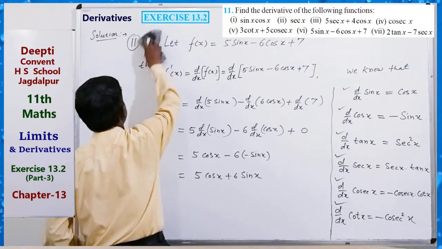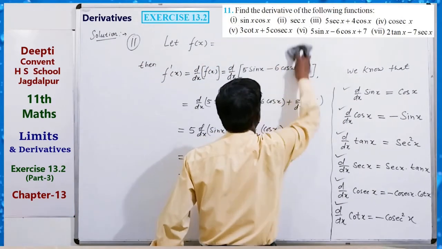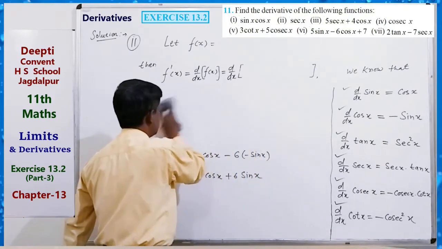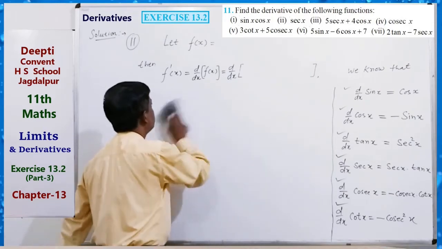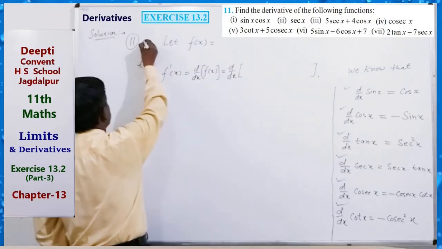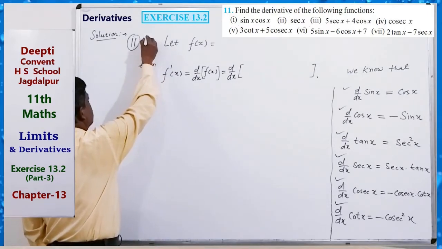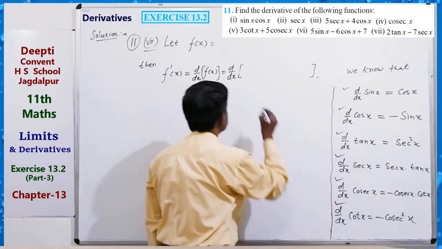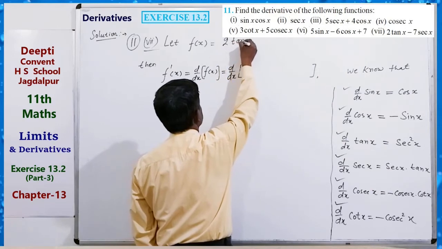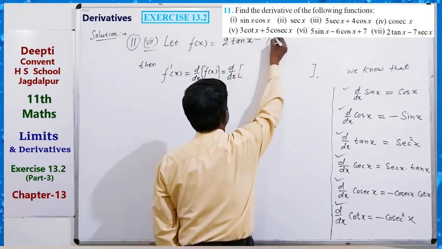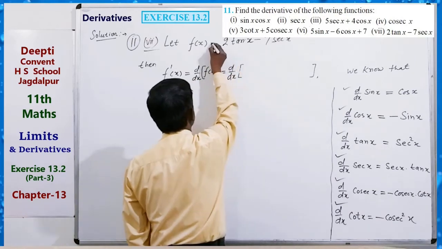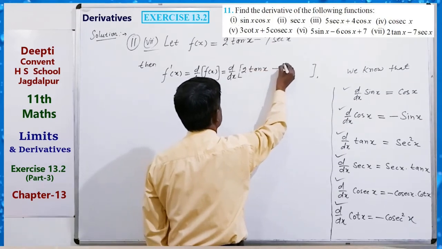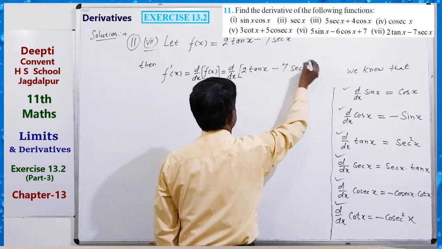So a similar process, question 7 of 11. That is what? 2 tan x minus 7 sec x.